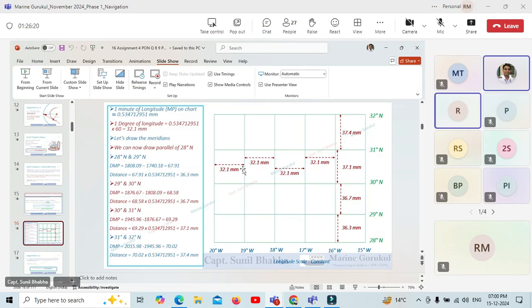Sir, in the Mercator chart, we also always measure distance in nautical miles, but here we are calculating in mm.